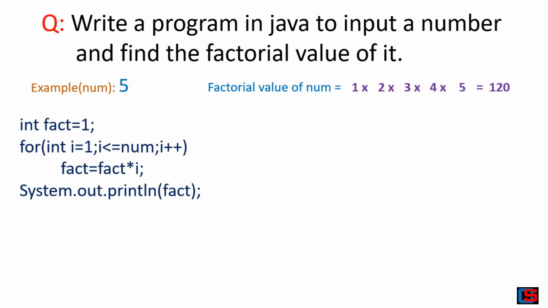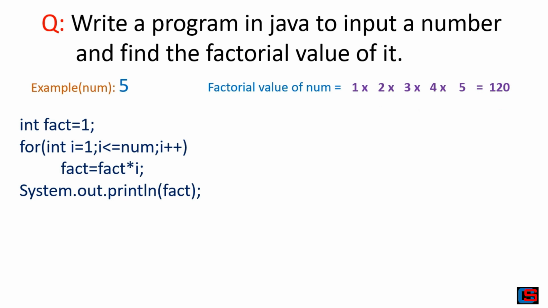So let's see how we can solve this problem using a Java program. First, I declare a variable fact, which is integer type and initialized to 1. Whenever we are going to find a product or multiplication value, one variable should be declared before starting the loop, and it should always be initialized with 1.